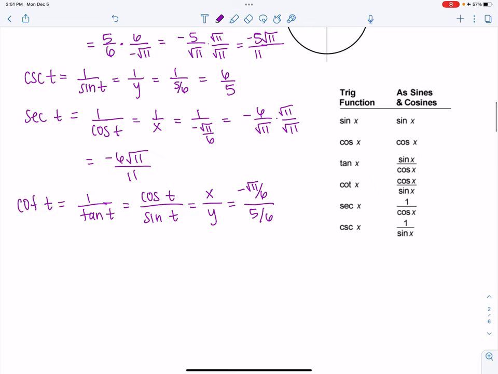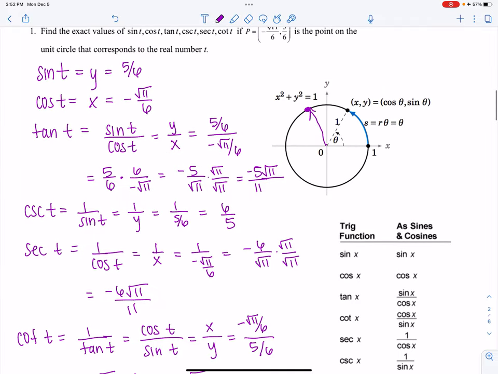I'm going to use those division of fraction properties again. Negative root 11 over 6. Change it to multiplication and flip the second. So this is negative root 11 over 5, and that is all over 6.